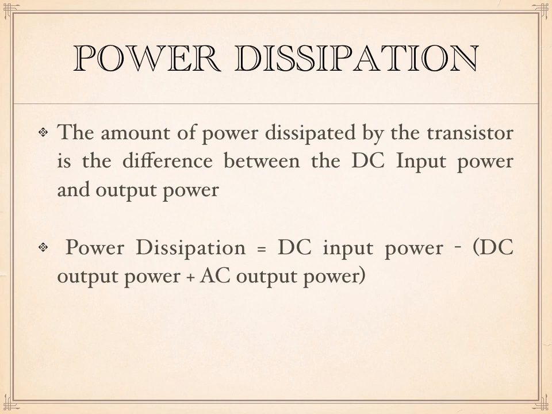If Q point is at the center of the active region, as the case is with class A amplifier, that means it has Q point voltage and current values. And this Q point voltage and current values gives us the DC output power. If Q point is at cutoff or below cutoff, as the case is with class B and class C amplifier, then its DC output power is 0, as the operating point or Q point collector current is 0.